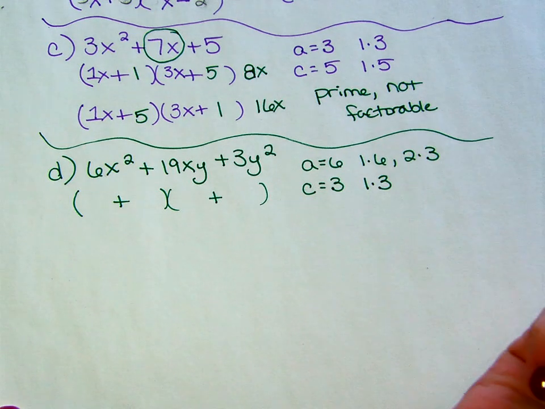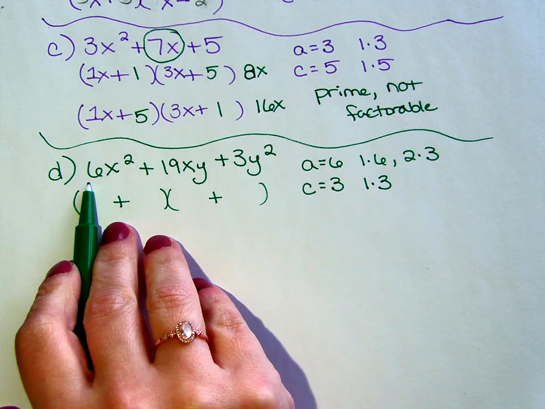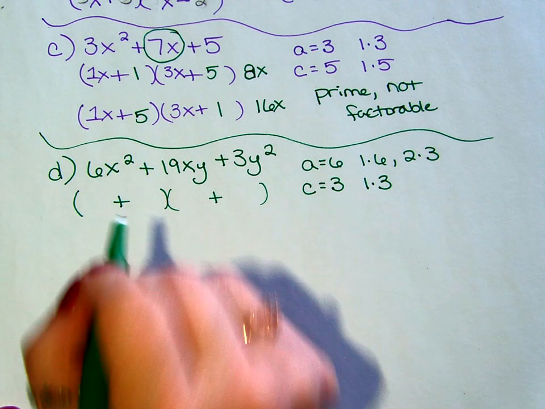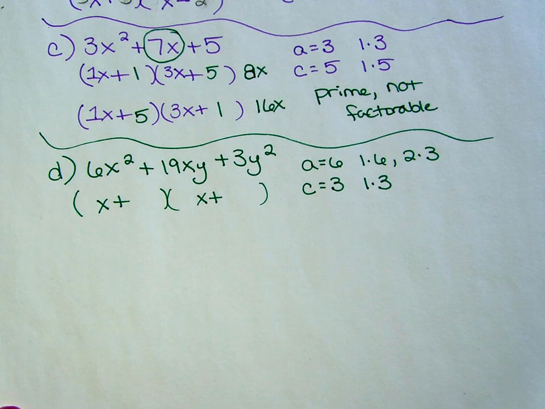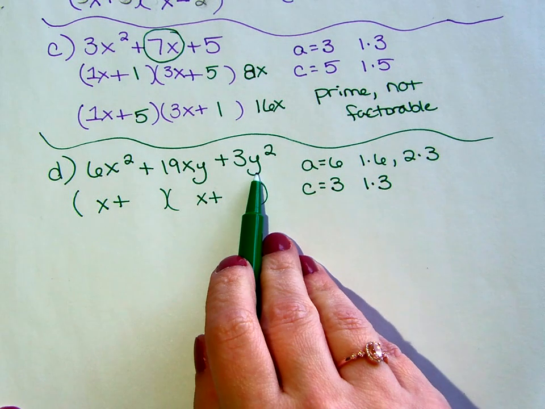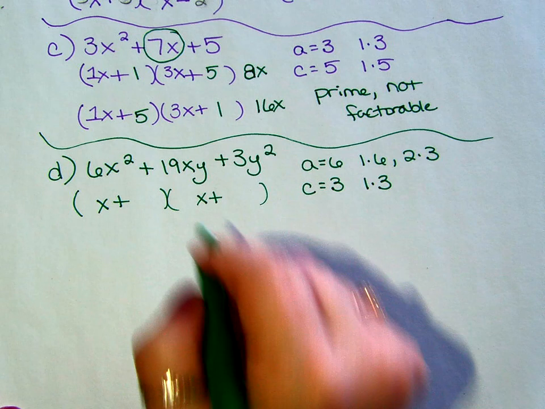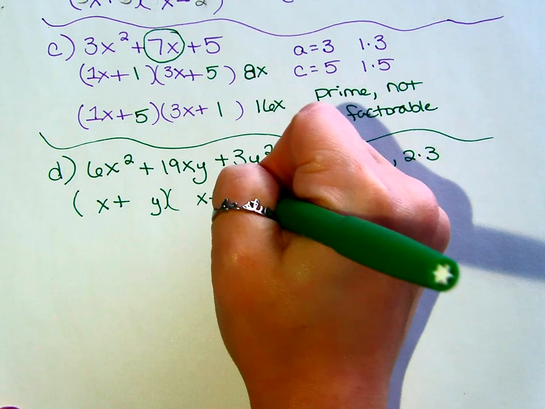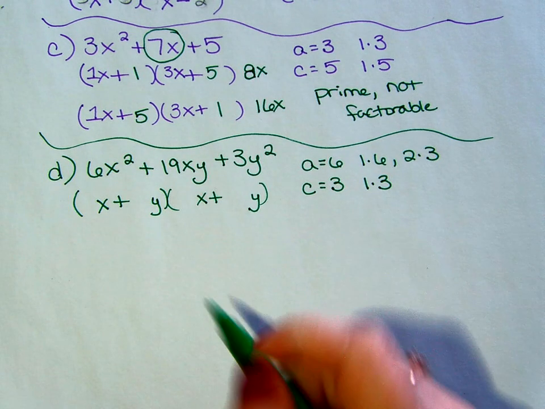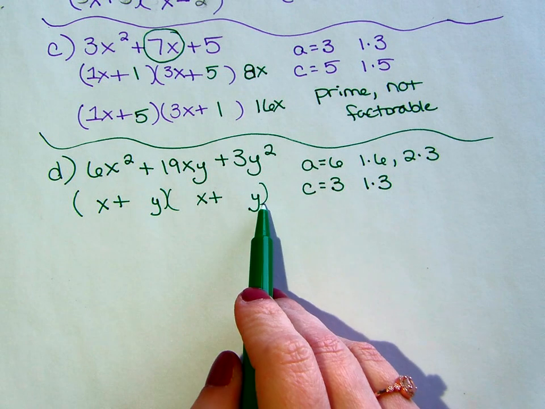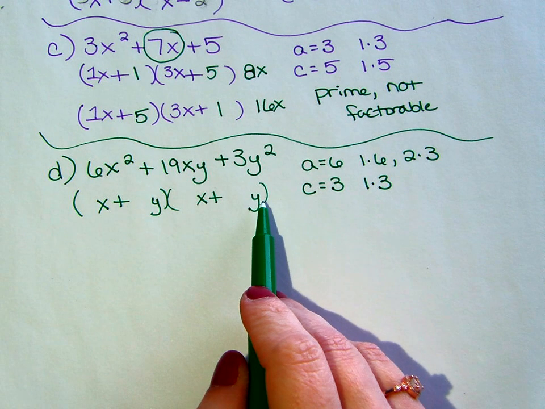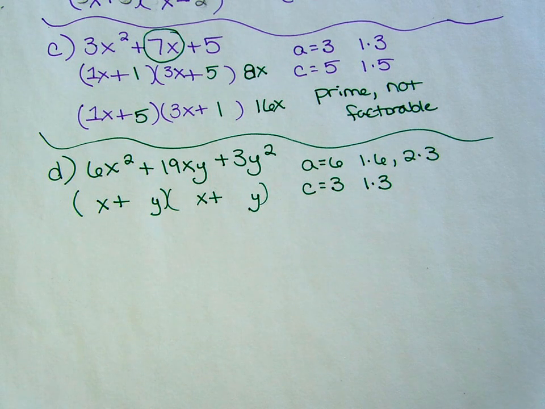My first term of my trinomial has an x squared. That means the first term inside my binomial has to have x's. My last term has a y squared. So my last term inside of my binomials has to have a y. Because when I do my first in my FOIL, I'll get x squared. When I do my last in my FOIL, I'll get my y squared. All of these things I know, no matter what becomes the values in front of them.